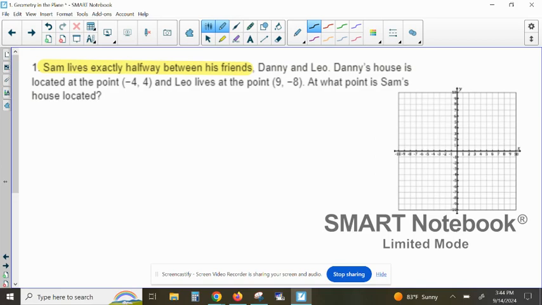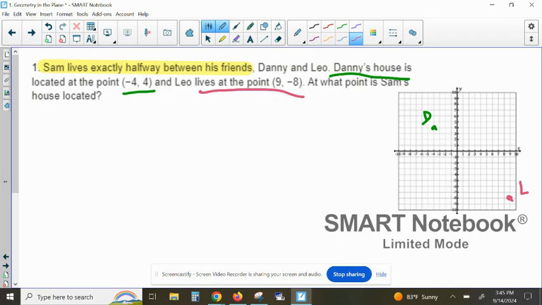So if we want to check out what this looks like, we have Danny at -4, 4. So Danny is back 4 and up 4. That's approximately right there on my graph, and I'm going to call that D for Danny. Leo lives at 9, -8. So that's over 9 and down 8. So down here is going to be Leo.